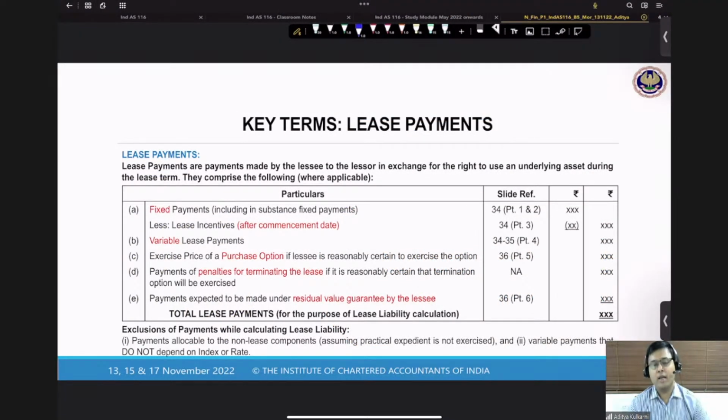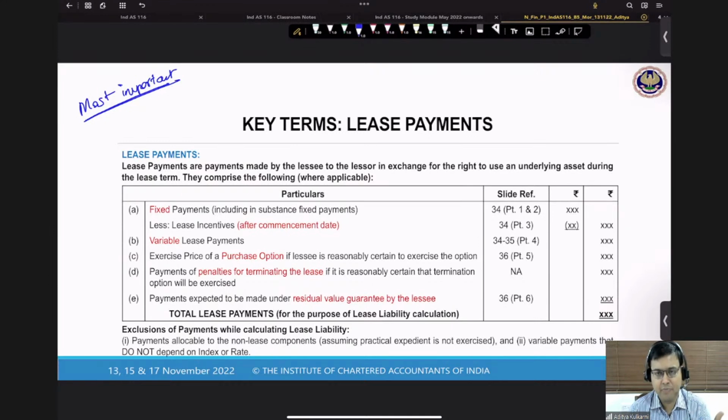Okay, welcome back. So coming to the most important. See, we have to recognize a lease liability. Lease liability recognition, you need two things. One is मेरा outflow कितना होगा. The next thing that you are going to need is मेरा term कितना है. So these are the two most important things.